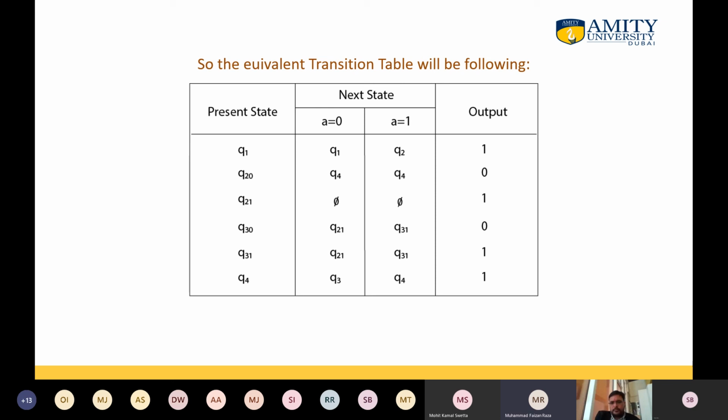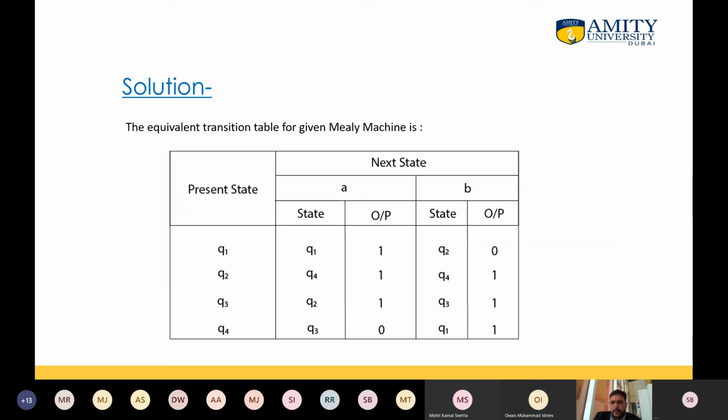Understood? Yes, sir. Sir, why is Q2 1 like null in A0 and A1? That will come. That will come. Firstly, you understood present state and output. Any confusion in this? None. Done. This is done.